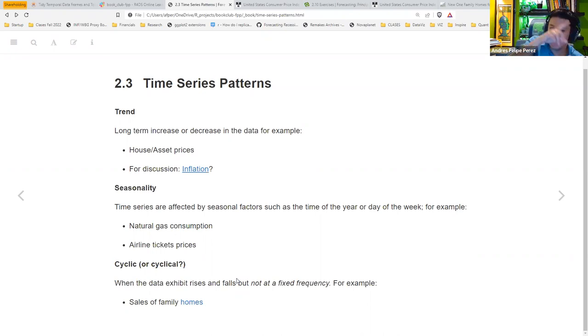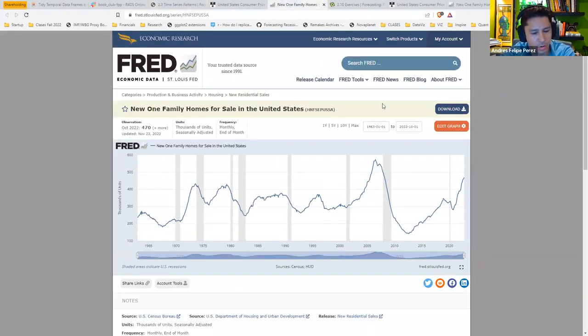In this case, you have those changes, those patterns, but it doesn't necessarily conform to an exact pattern; you cannot pinpoint exactly when it's going to happen. So this is one such example: family homes for sale in the United States. You can see those patterns, but you can't really pinpoint when it is going to happen.